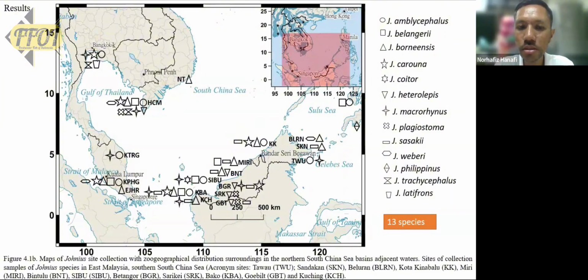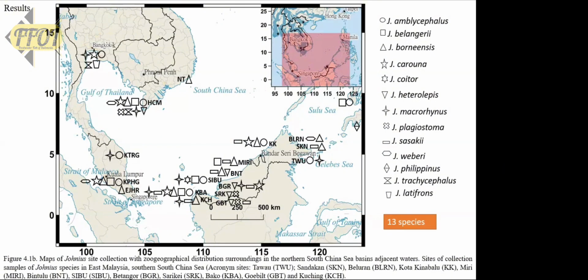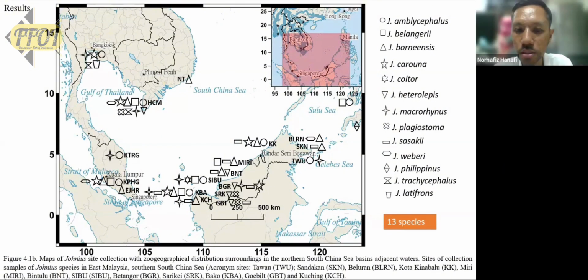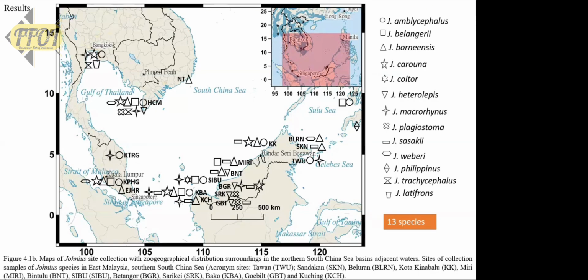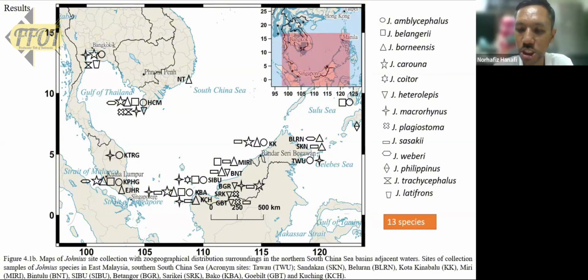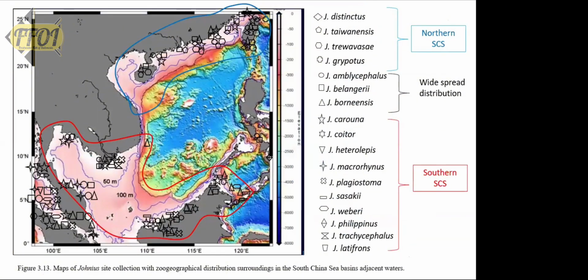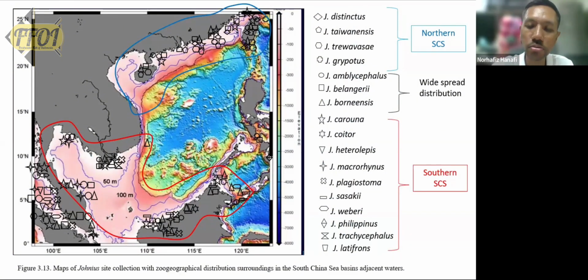While the Southern South China Sea comprises Vietnam, Thailand, Malaysia, and the Philippines. Actually, for the Philippines I still lack information, but I got some. So you can see in the Southern South China Sea, they have more species, more diversity. That means 13 species, almost double the Northern South China Sea. When we bring up the map, you can see the Northern and the Southern South China Sea distributions.